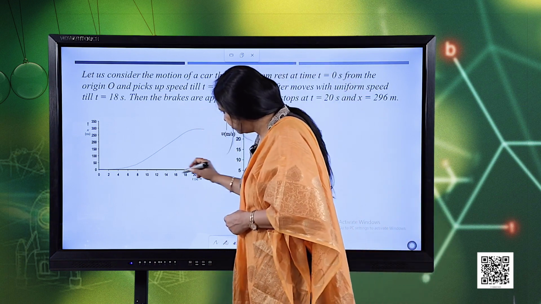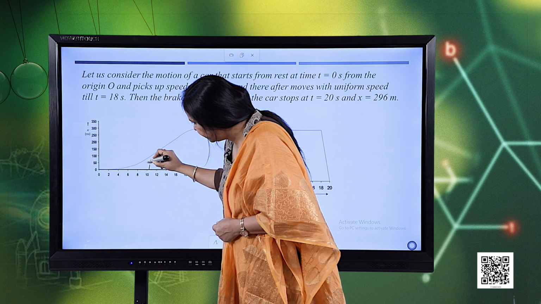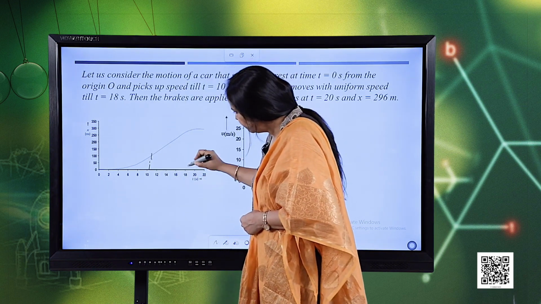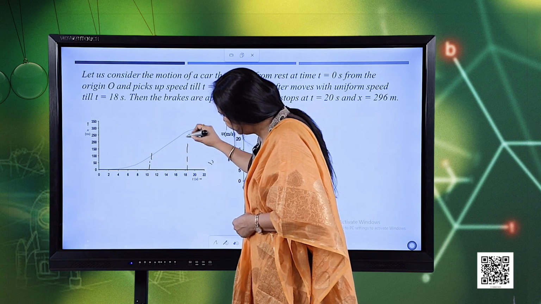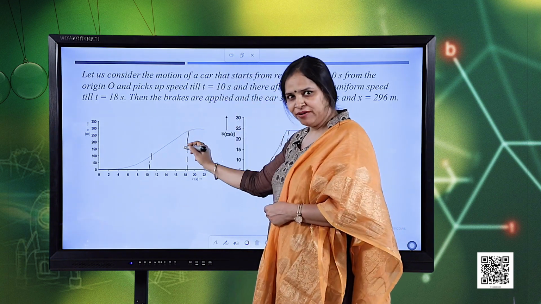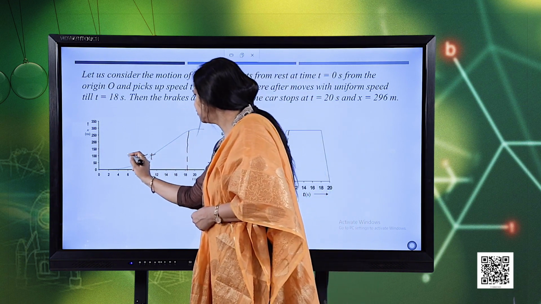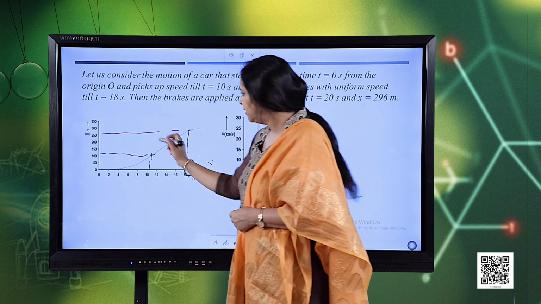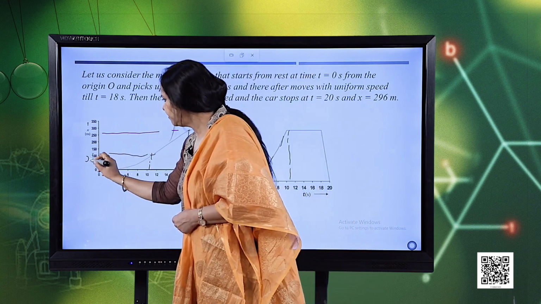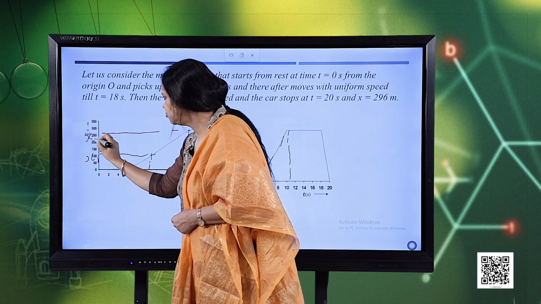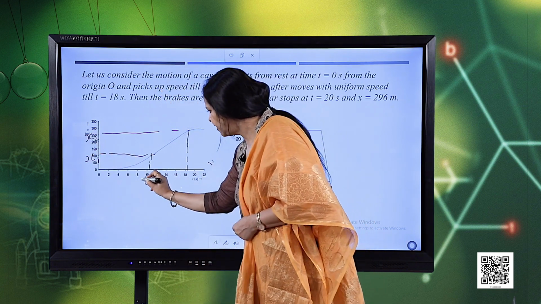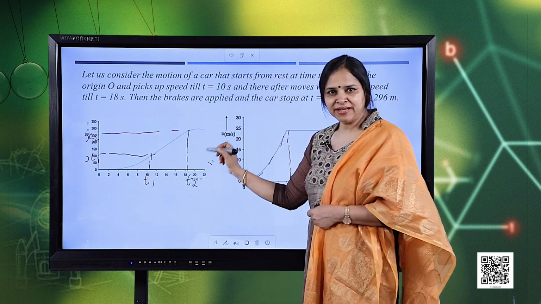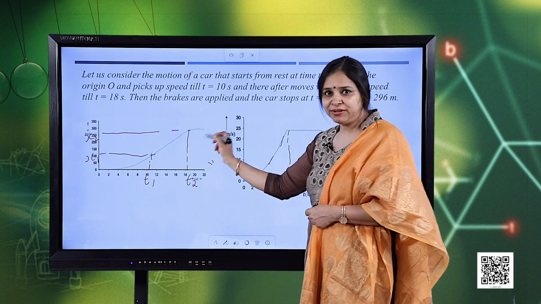We drop the perpendicular from the time axis at t equal to 10 seconds on the graph. Similarly, we plot a perpendicular from 18 seconds on the graph, and at the point of intersection we drop the perpendiculars on the position axis like this. Now, these points of intersection we label as x1 and x2, and on the time axis we label them as t1 and t2. So, how do we find the average velocity in this time duration?